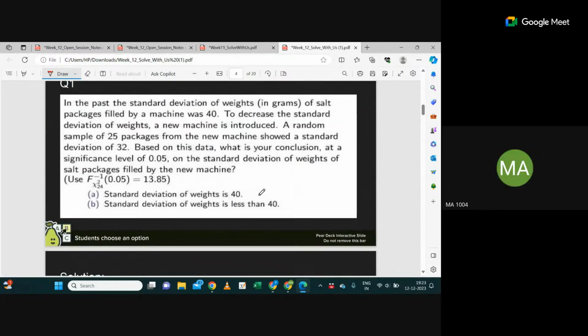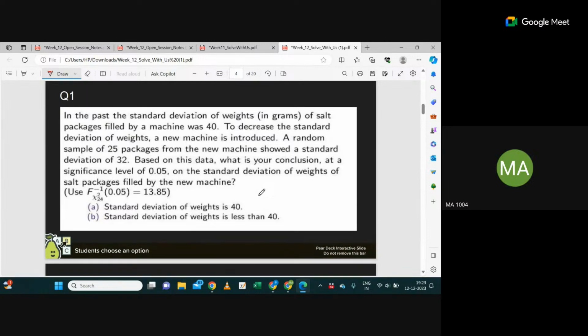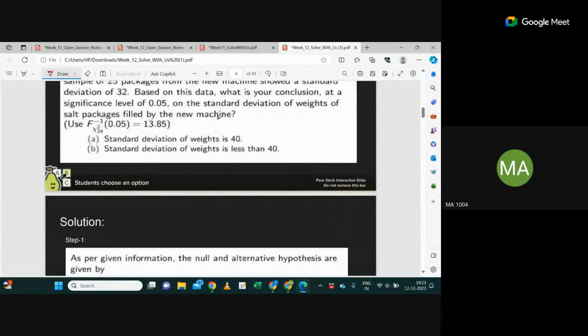Yes, sir. Okay, fine, so let's move to this part. Now you will be able to read. Just read the question. Question says, in the past, standard deviation of weights in grams of salt packages filled by a machine was 40. What is this 40? Standard deviation, whether population or sample? It's given to us as some previous information, right? So this is sigma naught, right?